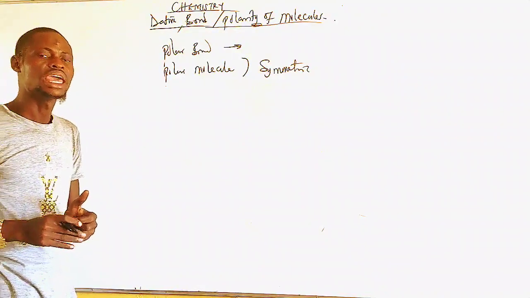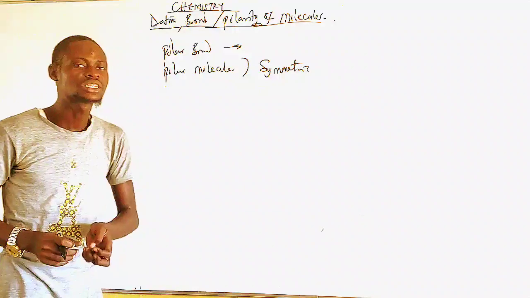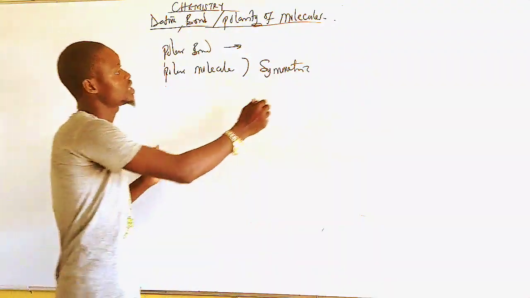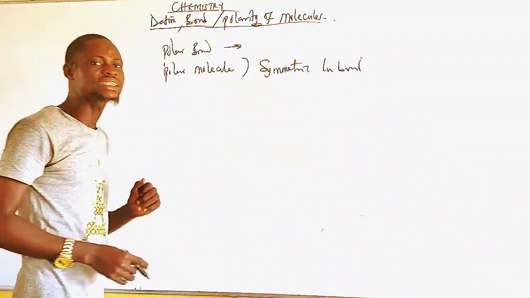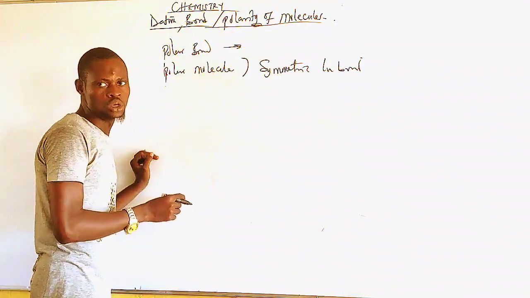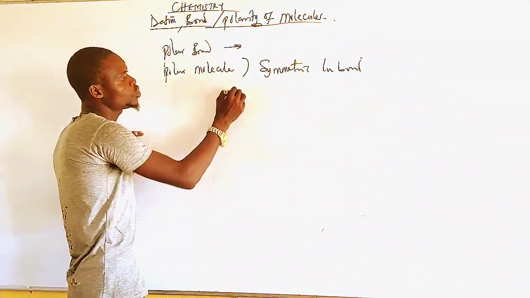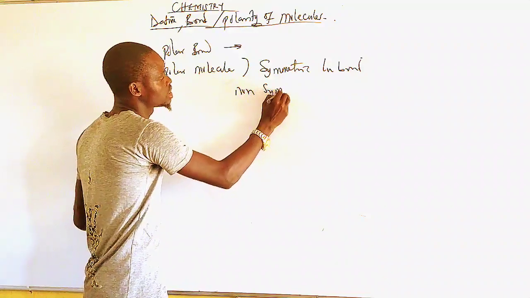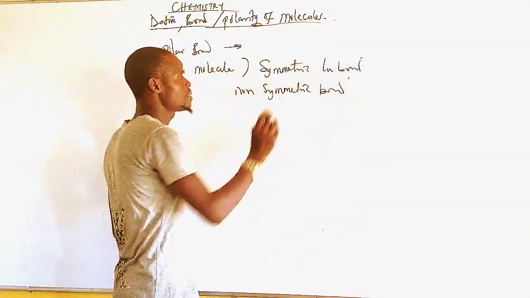A molecule that has symmetric bonds is a non-polar molecule. A molecule with symmetric bonds is a what? Non-polar molecule. While a molecule with a non-symmetric bond is a polar molecule.